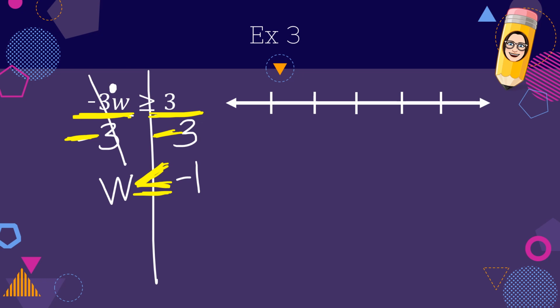Now our calculations are still executed the same way that we always have. My letter's written first, so that's really good. Let's create our number line. And at -1, we're going to have a closed dot. And we're going to go left. Values that are less than -1.